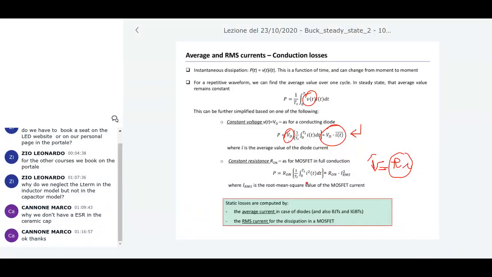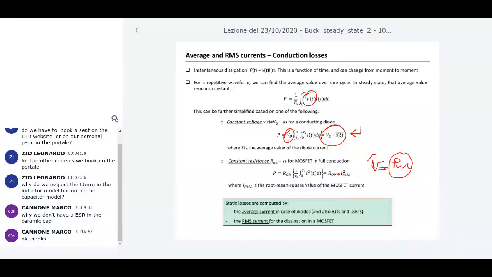And this is the definition of the root mean square value. So in all situations in which, like the MOSFET, in the on conduction you get a resistance, not a constant voltage, the average power is given by the resistance multiplied by the square of the root mean square value.